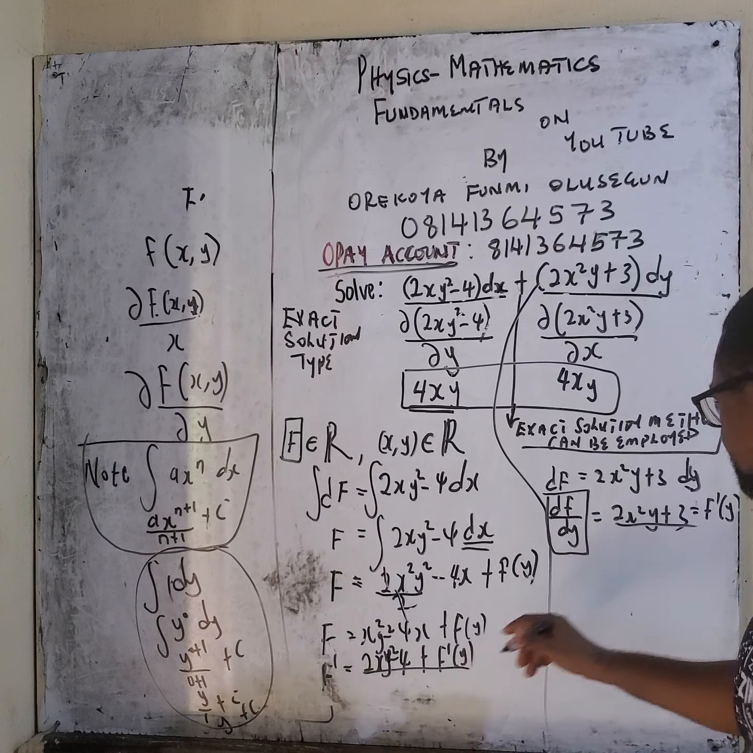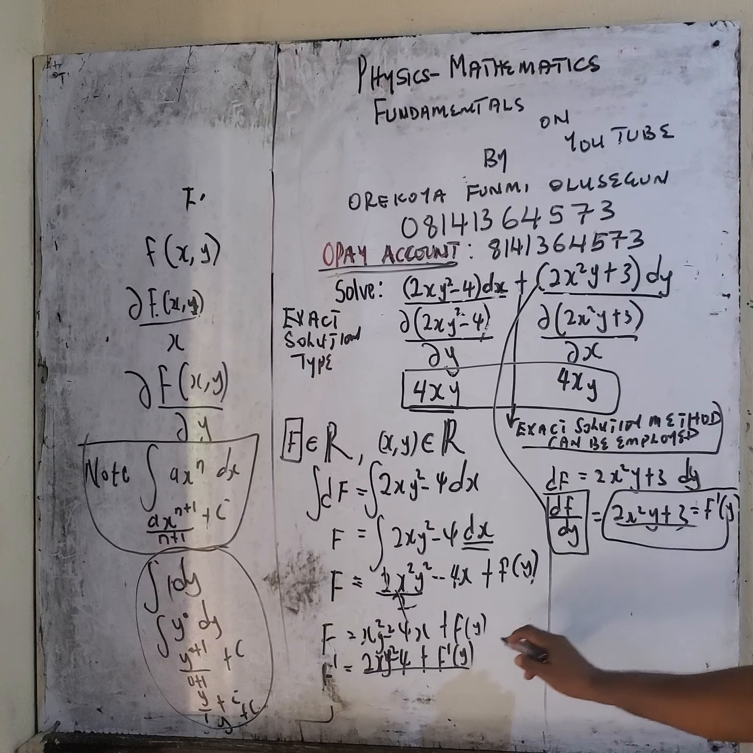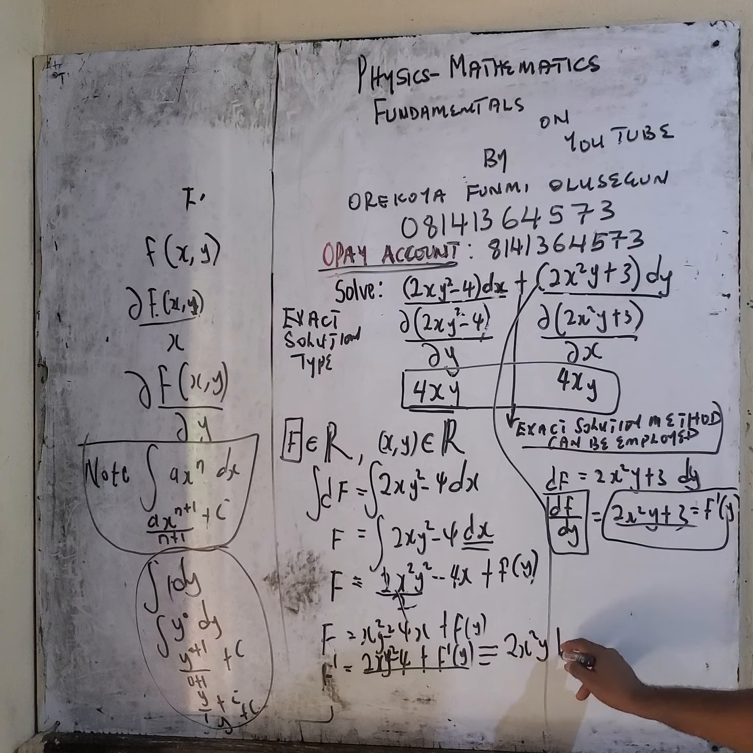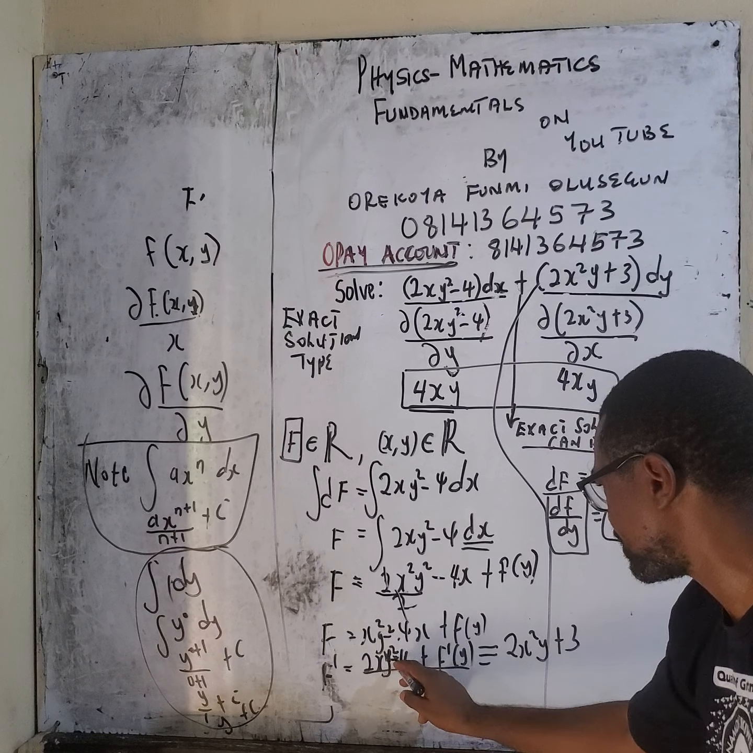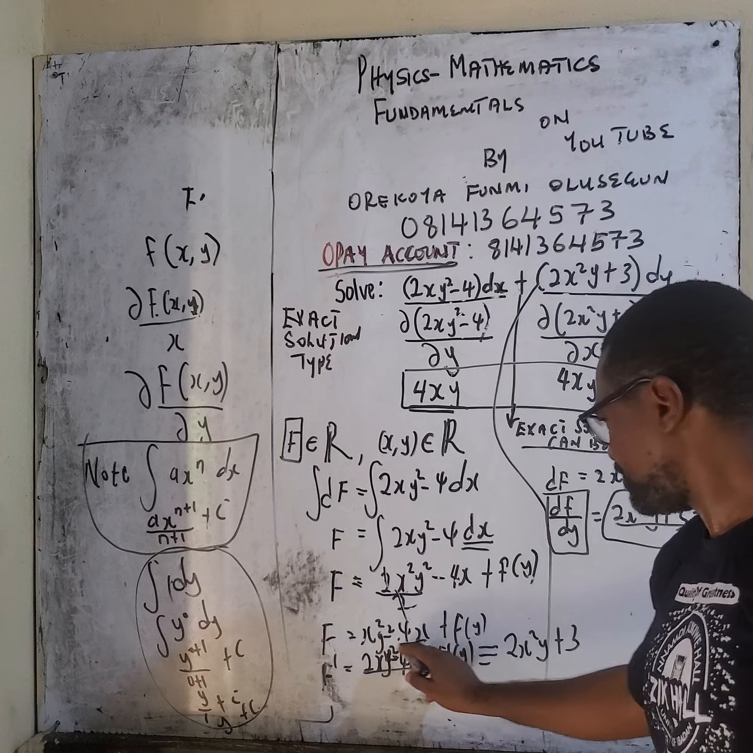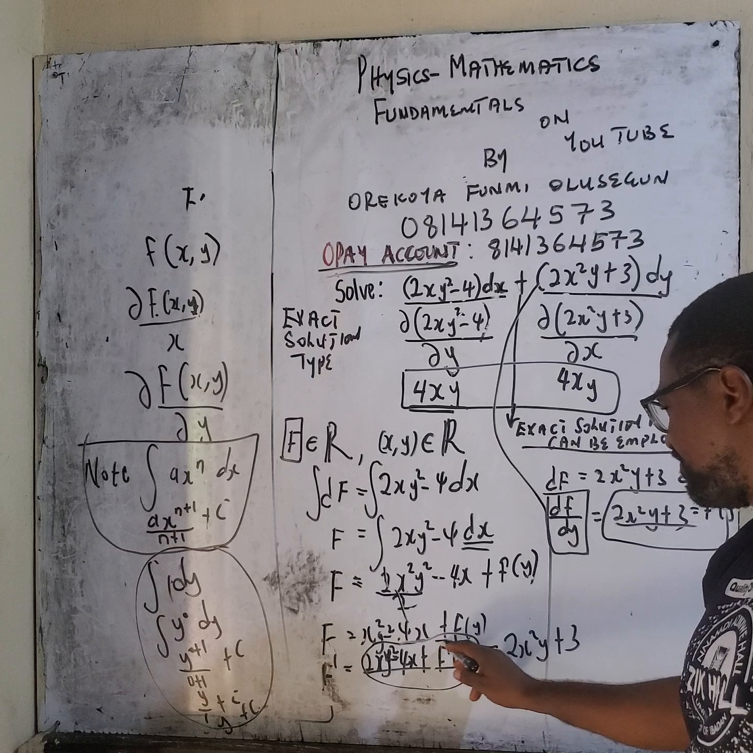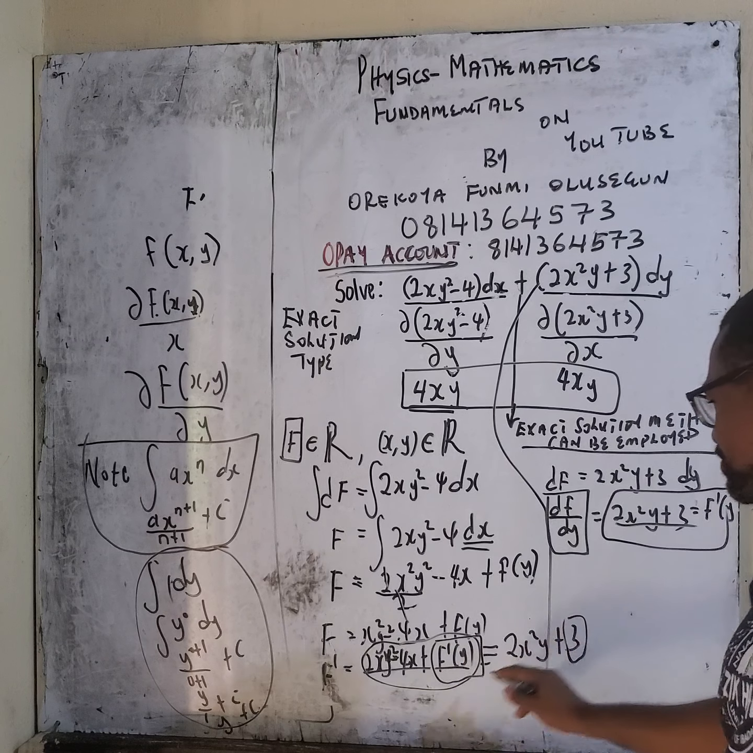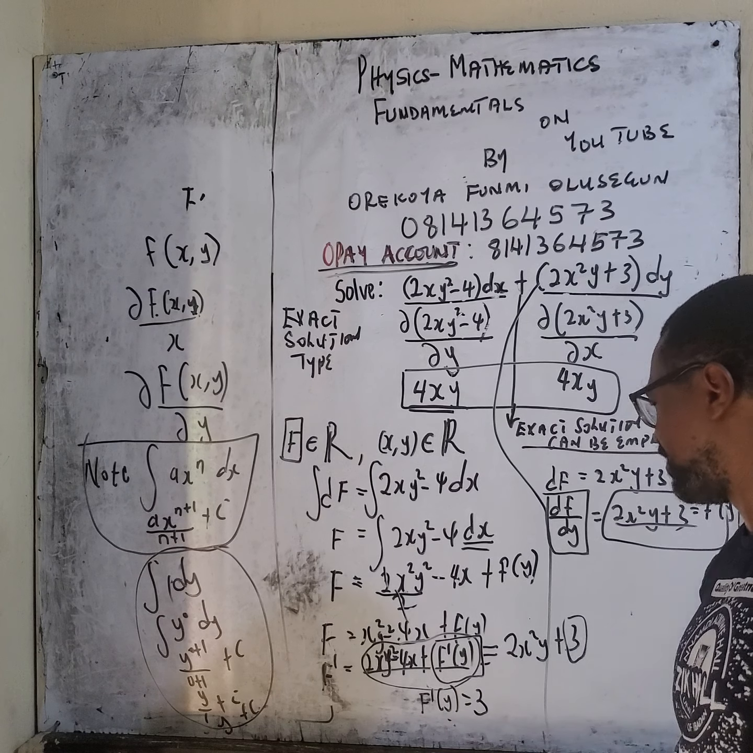If you compare these two expressions, they are similar. So you can say equivalent to 2x squared y plus 3. Now, this 2x squared is 4x. When you compare this, what we have here will be equivalent to 3. So that means f prime of y is equal to 3.